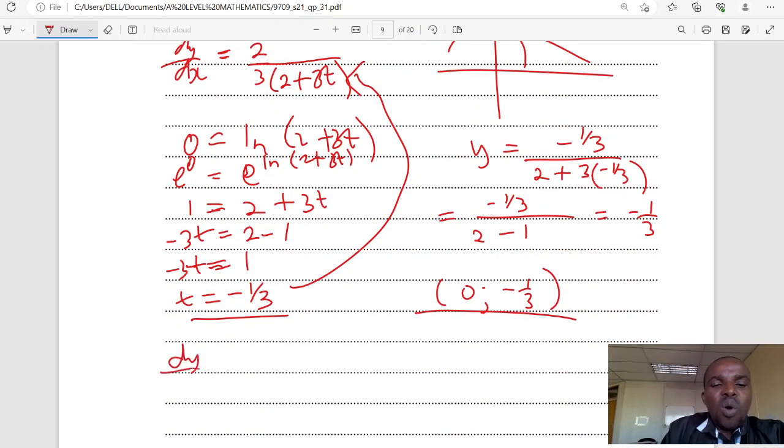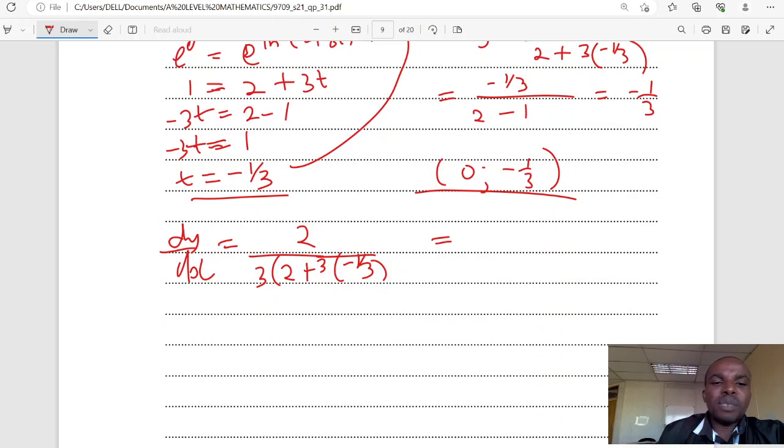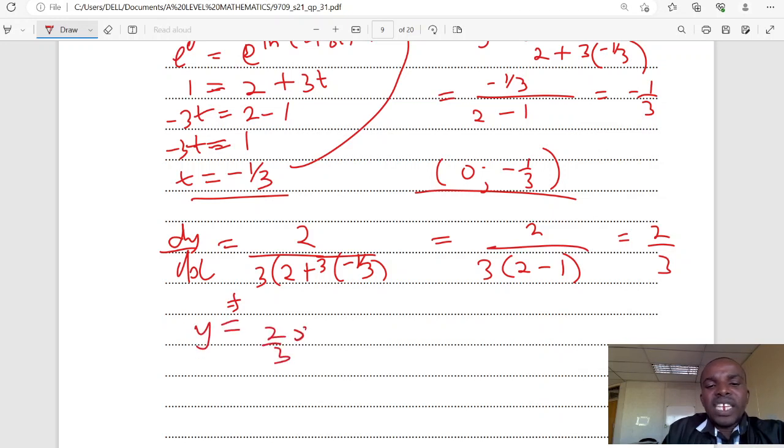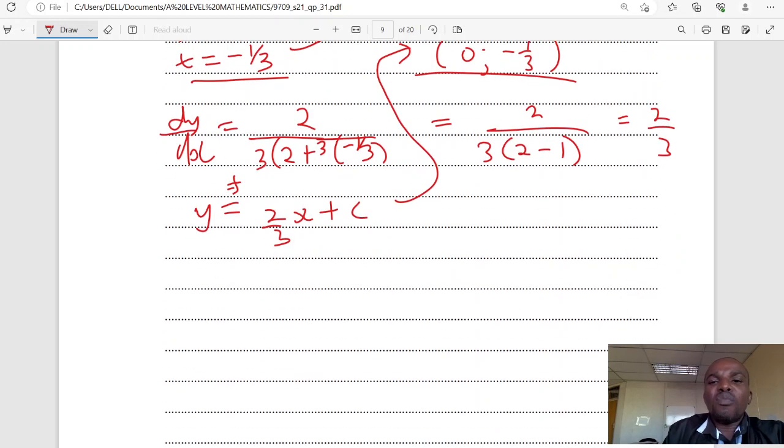You can say dy over dx, that's my gradient, is 2 over 3 bracket 2, then plus 3 times negative 1/3. Like this. Then what you get, let me just write here for the sake of my space. So it will be 2 over 3 times (2 minus 1). Simplifying this part, 2 minus 1 is 1, times 3. So you get 2 over 3 as my gradient, right? So I can say y equals 2 over 3x plus c. Then I can now use this point, I substitute to find the equation of my tangent.